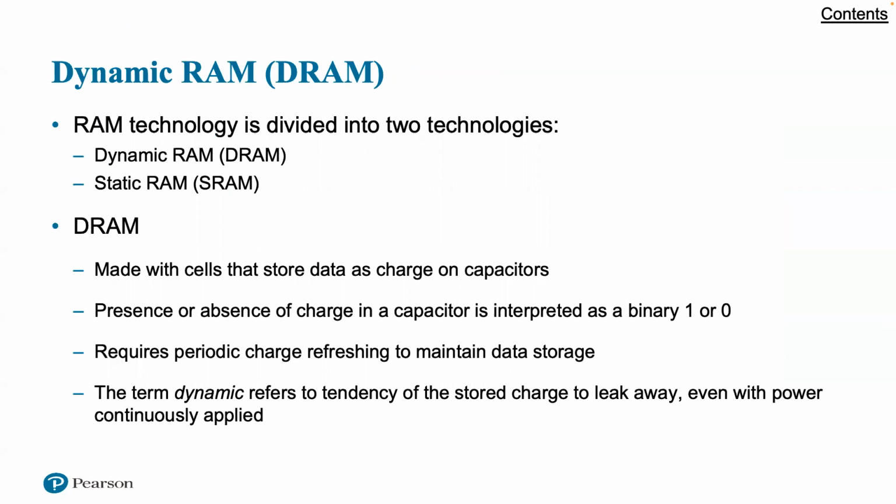RAM technology is divided into two technologies, the dynamic and static. A dynamic RAM, DRAM, is made of cells that store data as charge on capacitors. The presence or absence of charge in a capacitor is interpreted as a binary 1 or 0. Because capacitors have a natural tendency to discharge, dynamic RAMs require periodic charge refreshing to maintain the data stored. The term dynamic refers to the tendency of the stored charge to leak away, even with power continuously applied.